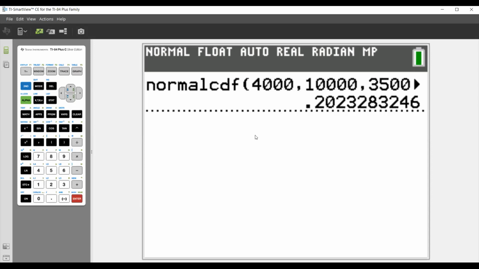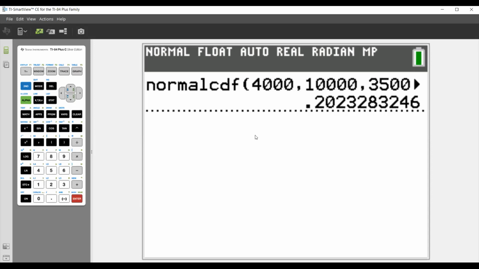And there's that probability, 0.2023. We could also interpret this as, over the long term, the percentage of newborn babies in Canada that are over 4,000 grams in weight is about 20.2%. So that's the percentage of those babies over the long term who would weigh at least that amount.